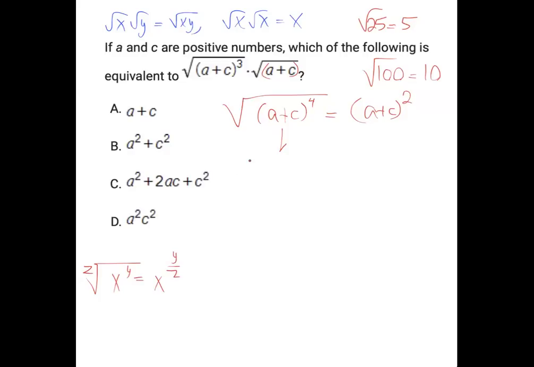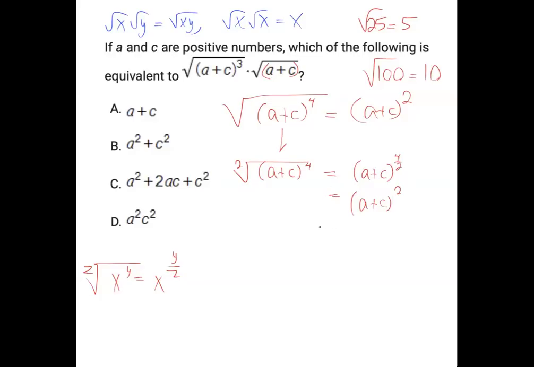So then in our situation, if we really have an invisible 2 that we're going to go ahead and make visible now, this would simplify to a plus c to the 4 over 2, which is the same as a plus c to the 2. So either way, we're ending up with a plus c squared. Now, what does it mean to square it?